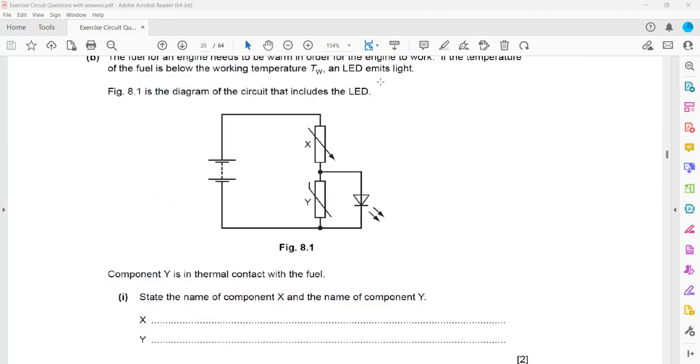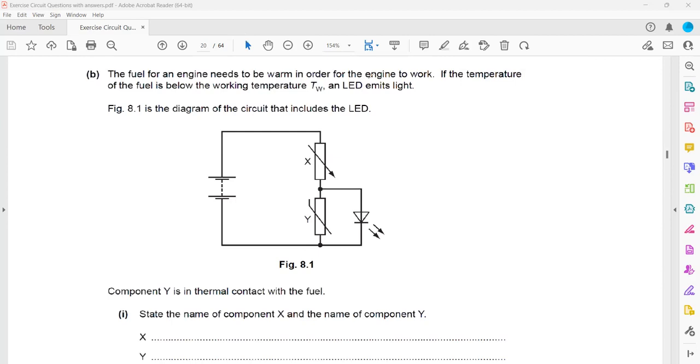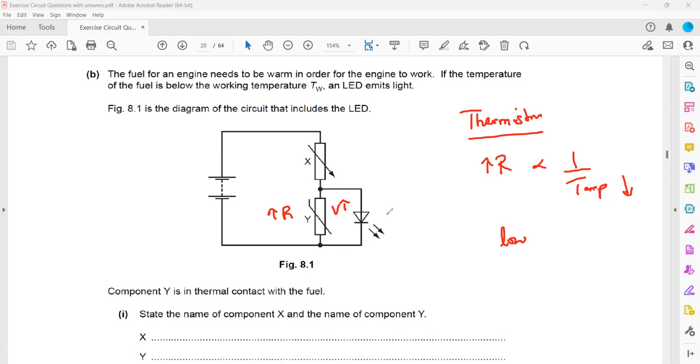So first, why is the LED switched on? As we know, for a thermistor, its resistance is inversely proportional to temperature. So when we have a low temperature, the resistance of the thermistor is high. So it will have more voltage across the thermistor, and there is a light emitting diode, or LED, in parallel to the thermistor. So there will be more voltage across the LED as well, because they are in parallel, so equal voltage will be there. As a result, when the voltage is high, this LED will be on and emit light.